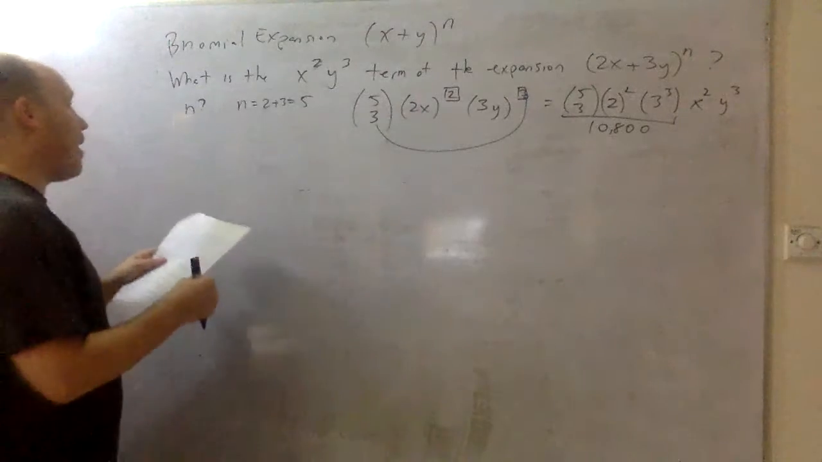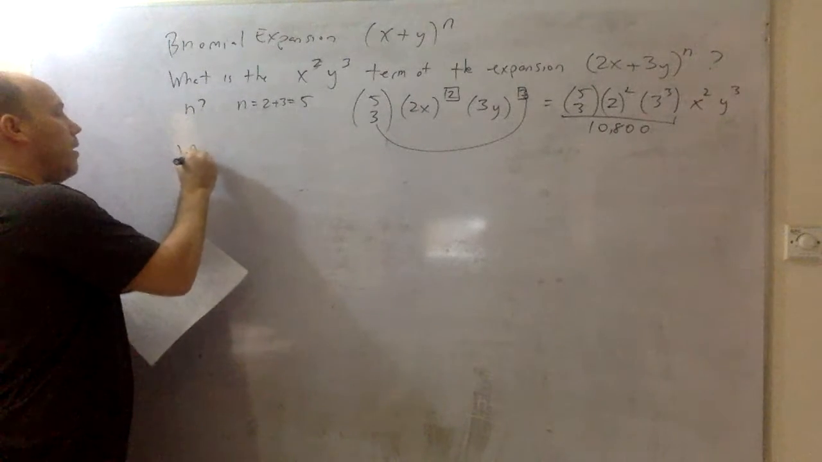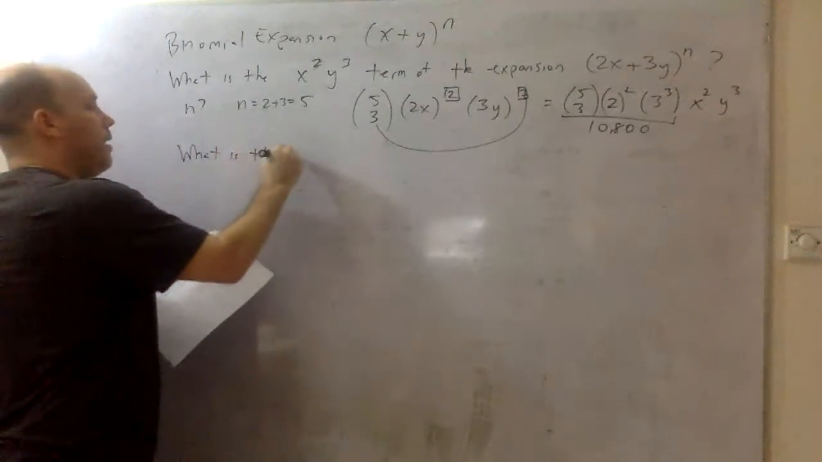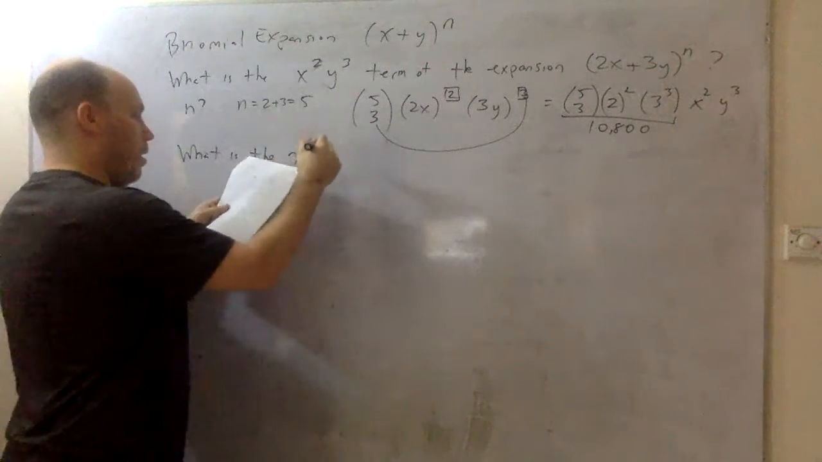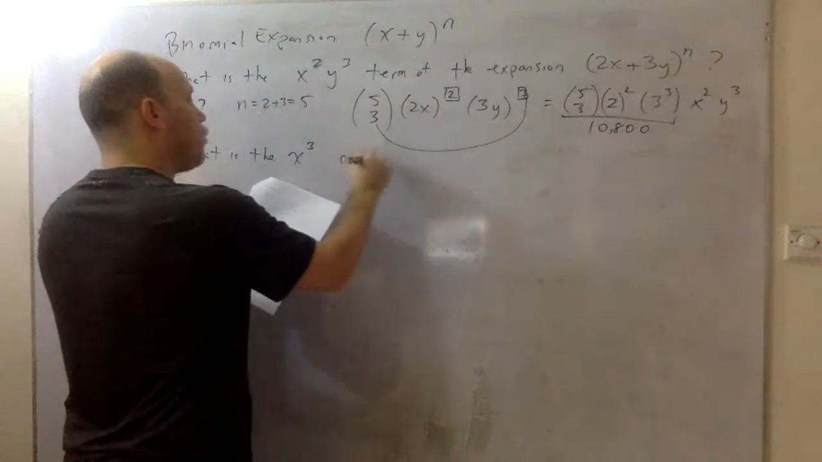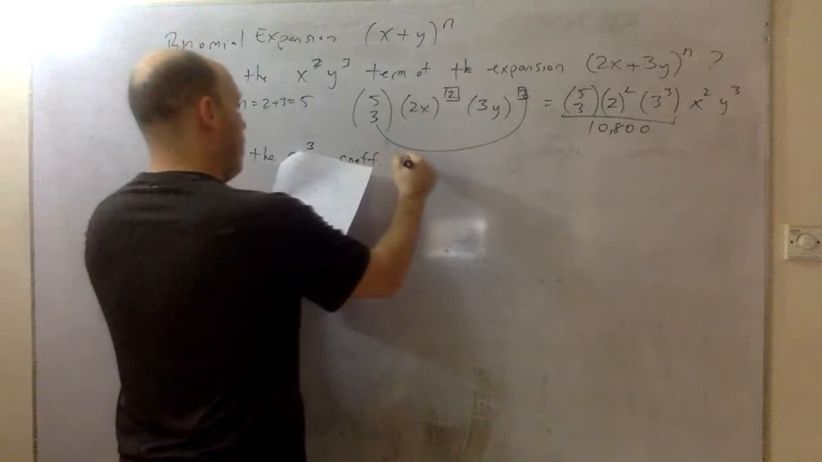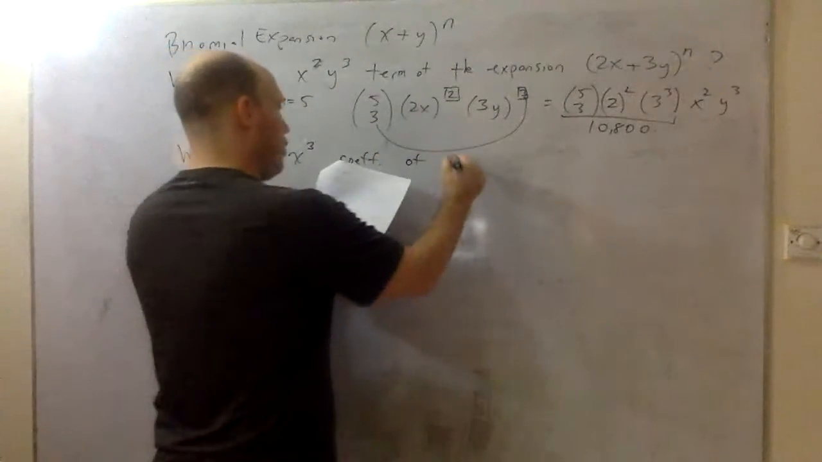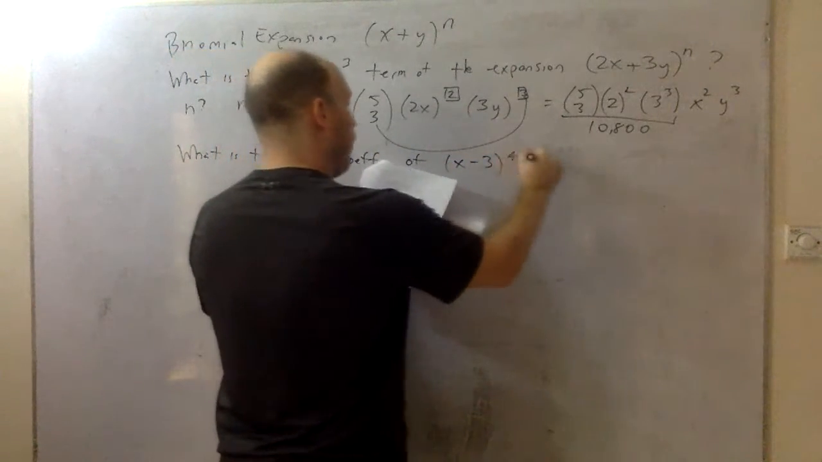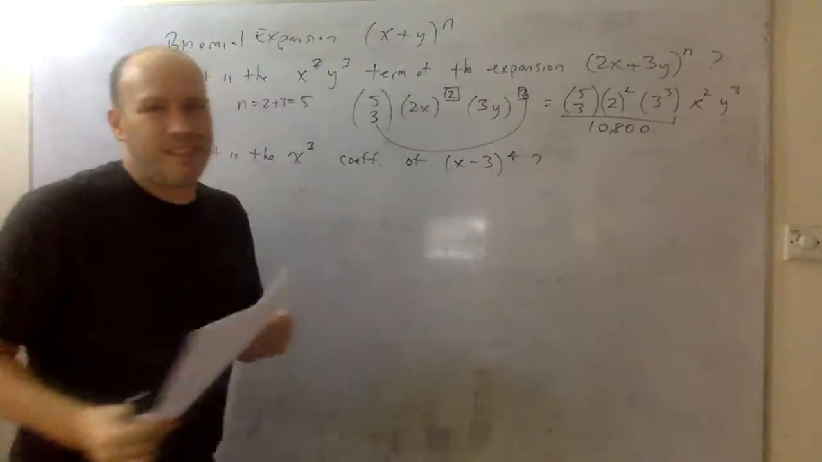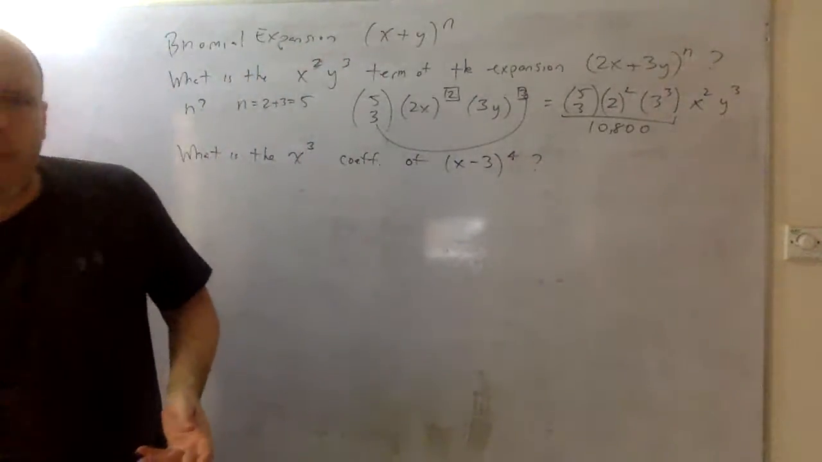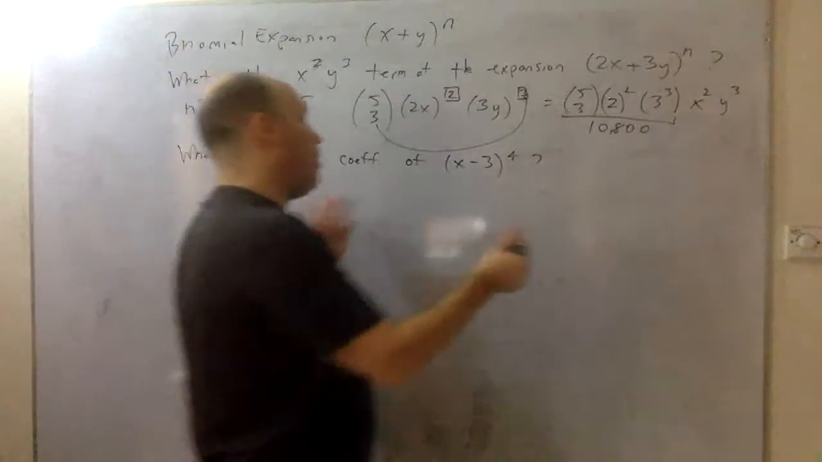Okay, and then next one. What is the x to the third coefficient of (x minus 3) to the fourth? So you're like, this is easy, Mr. Adler. Why do we need a whole lesson on this?